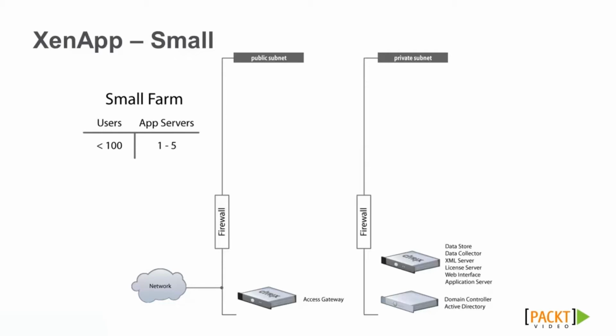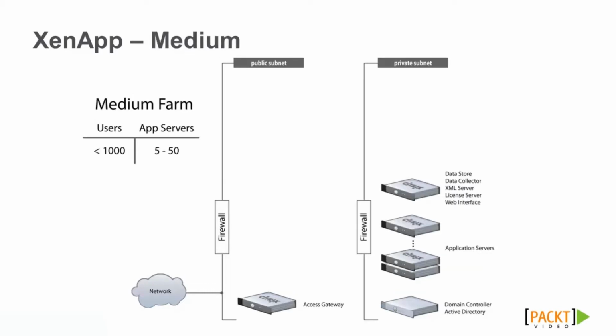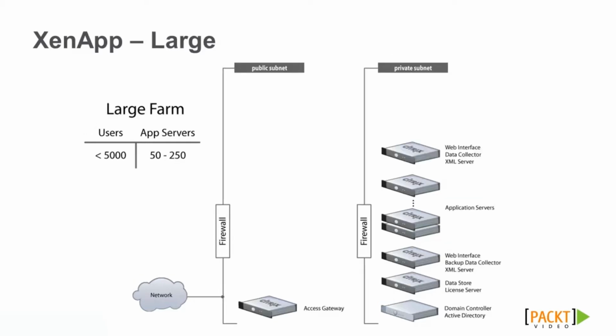In a small farm with less than 100 users, you might need less than 5 XenApp worker servers. For small environments, all roles can be placed on a single server. As the number of users increase, it's important to know where the bottlenecks are occurring. Once a bottleneck is identified, you need to move the affected services to their own server. This training series will focus on a small XenApp farm deployment.